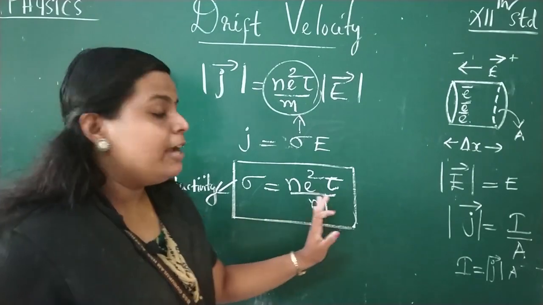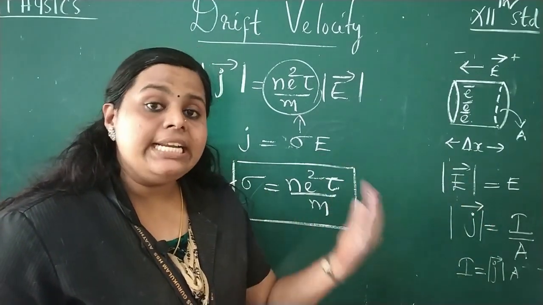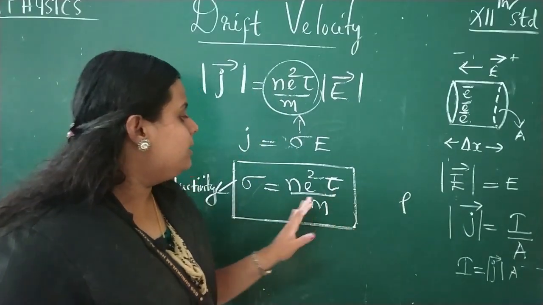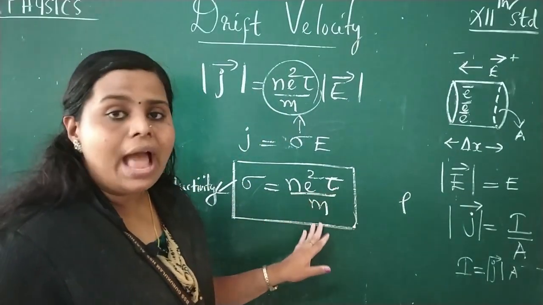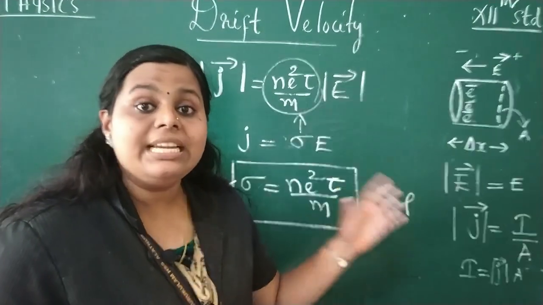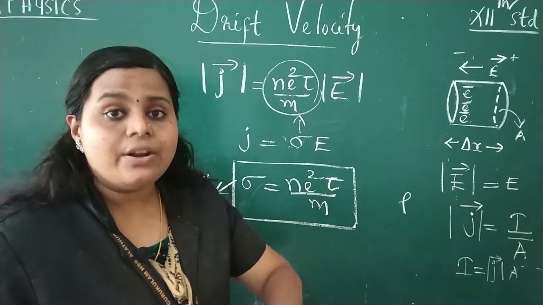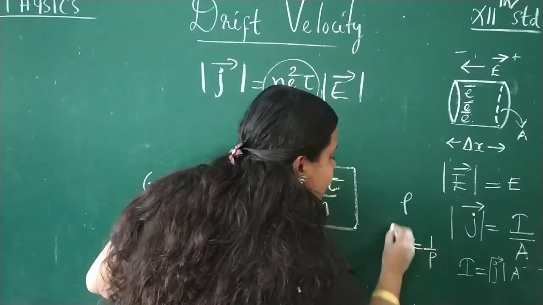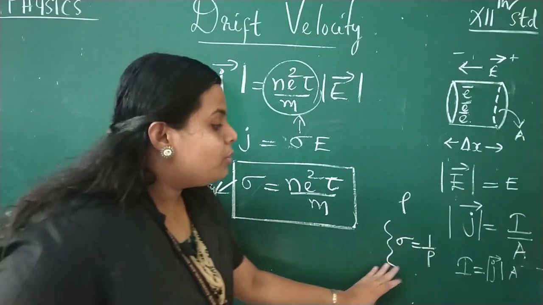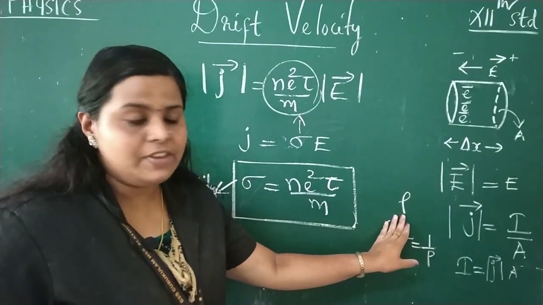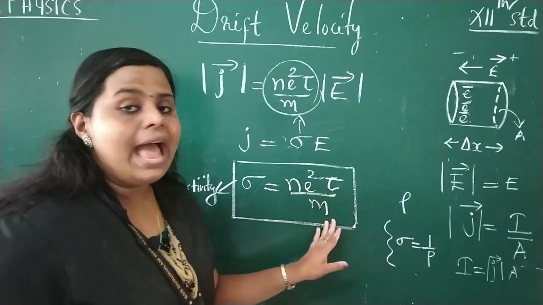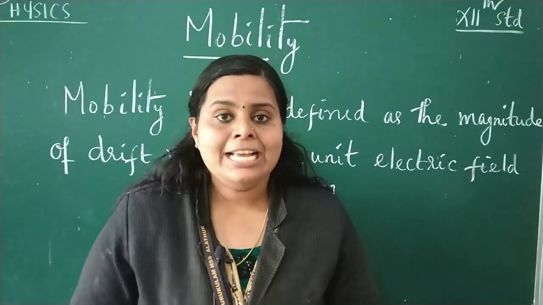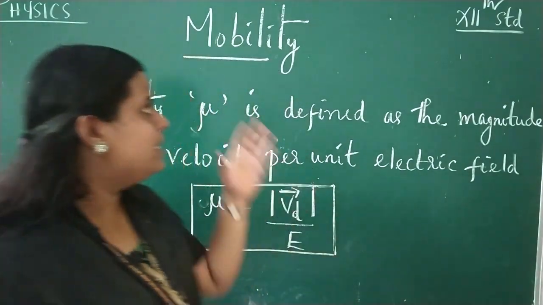Okay, so here I would like to give you a homework. Try to write an expression for the resistivity of the material of the conductor in terms of n, e, tau and m. For this you have to recall the relation between conductivity and resistivity. What is the relation? Yes, conductivity sigma is the reciprocal of resistivity. So try to write another expression for resistivity in terms of n, e, tau and m. So drift velocity, hope you understood the concept very well. Now let's learn another concept, that is mobility.